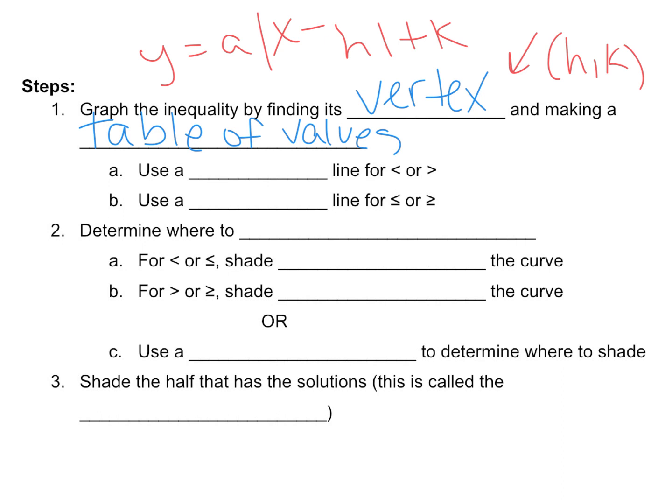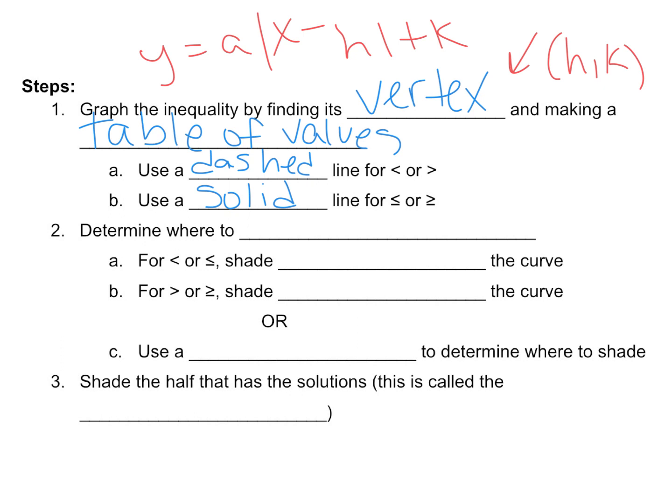Once I've plotted my points for my table of values, if I have less than or greater than, I'm going to use a dashed line. And if we have less than or equal to or greater than or equal to, we will use a solid line to connect the points.